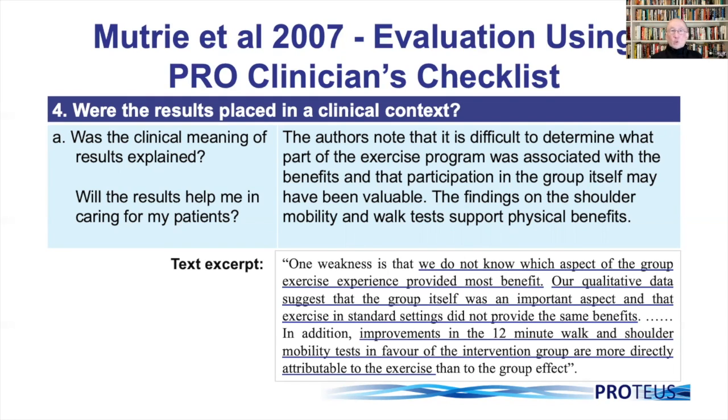In the authors' own words, one weakness is that we don't know which aspect of the group exercise experience provided the most benefit. Our qualitative data suggests that the group itself was an important aspect and that exercise in standard settings did not provide the same benefits. In addition, improvements in the 12-minute walk and shoulder mobility tests that favor the intervention group are more directly attributable to exercise than to the group participation effect.